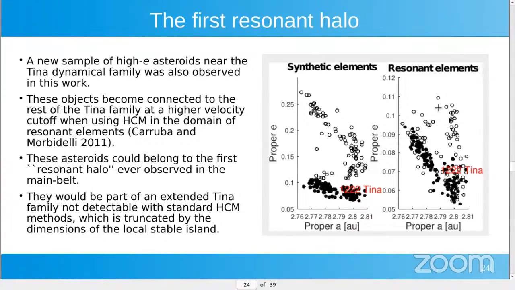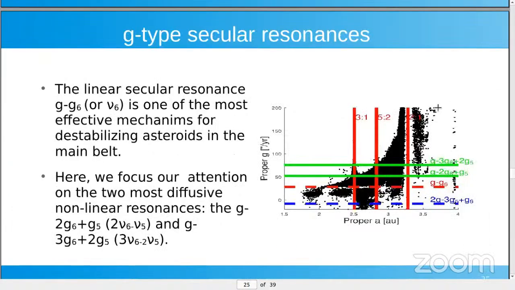These are objects that are not identified as members of the family by standard methods like the hierarchical clustering method, but they're still part of an extended family which is called the halo, which is very common in the rest of the asteroid belt. However, this is the first ever recorded case of a resonant halo, of a family that is inside a stable island of a resonance which has a halo. So this was another result of this work of last year.